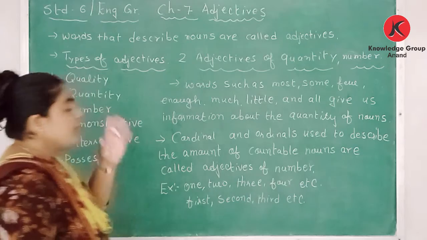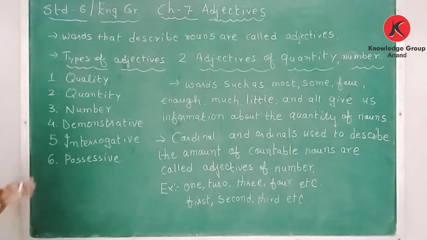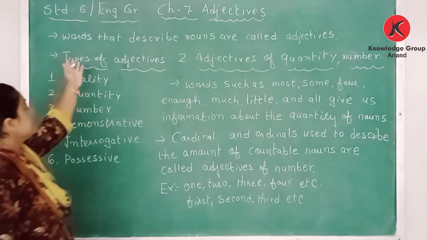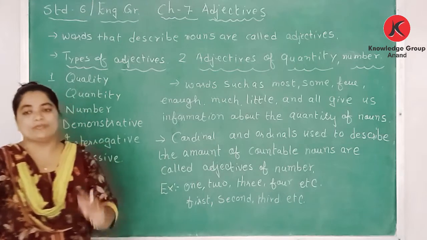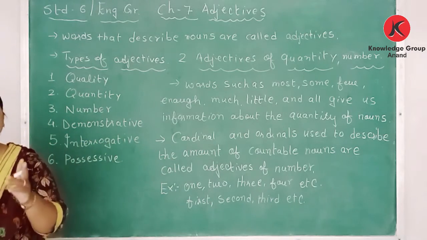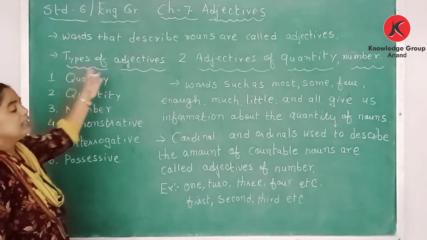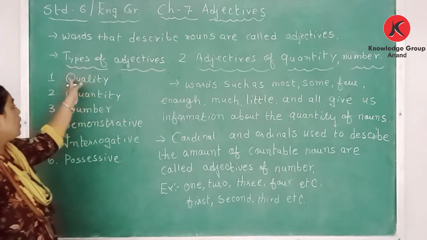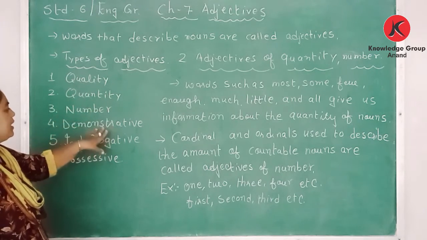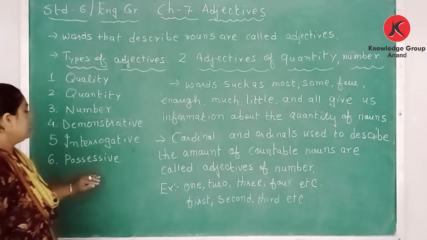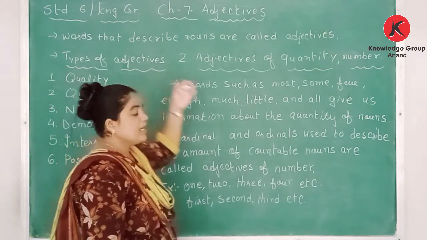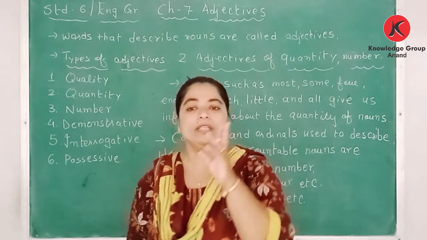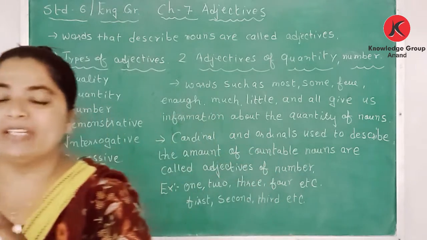So, dear students, before we go through the exercise, let us once again revise that words that describe nouns are called adjectives. There are types of adjectives: quality, quantity, number, demonstrative, interrogative and possessive adjectives. In today's lecture, we have learned the first one, that is the adjective of quality.